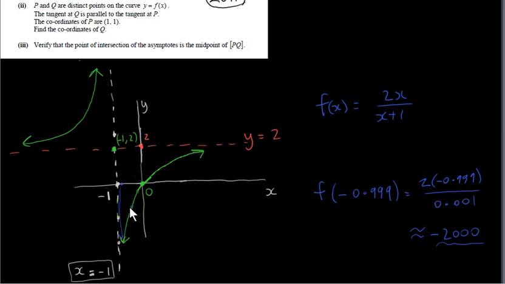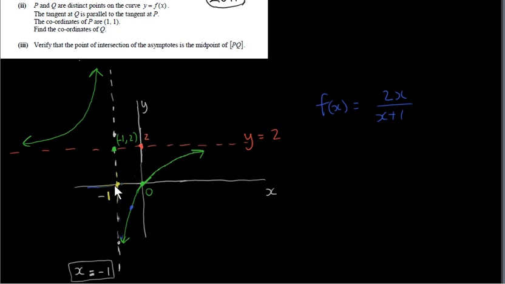So you can see that the graph is approaching the vertical asymptote x equals -1, but never crossing it. You could imagine taking a number even closer to -1, like -0.9999, and we will get an even larger negative number than -2000. We'll actually get a number that's approximately -20,000, and so on.